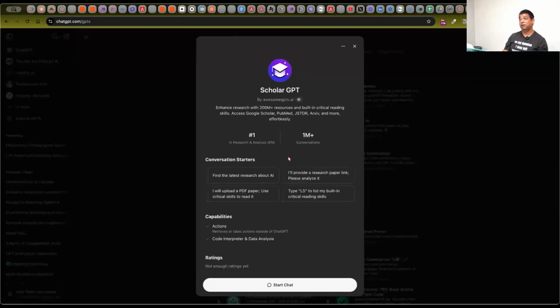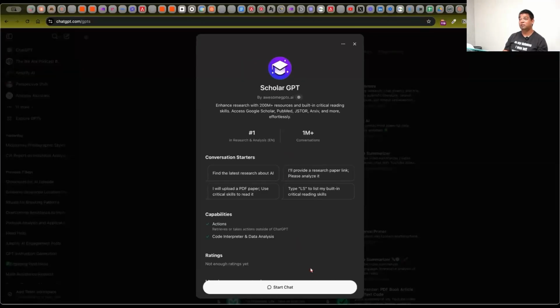Like Scholar GPT, for example, I use this comprehensively to write the book. The book, by the way, has over 50 references to research papers. And the reason for that, and the literature review done in the book is so extensive, is because of tools like this that go and search through archives.